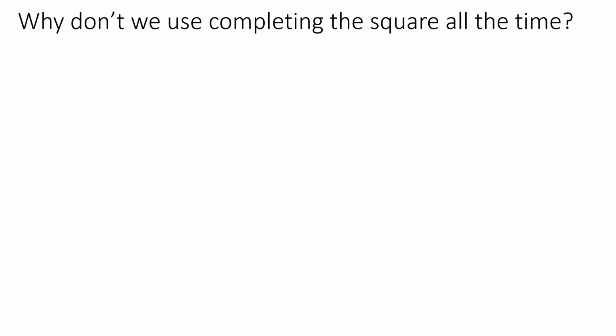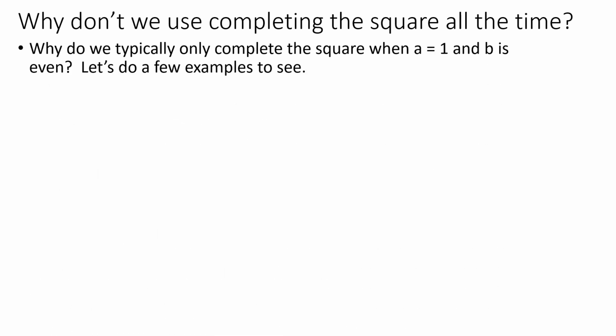If you've studied completing the square in your classroom, or you've just watched some of my videos where we've talked about completing the square, you know that we typically only complete the square when the a value of our quadratic is equal to 1 and the b value is even. But what happens if we try to do it otherwise? Why is it such a bad idea to do it another way?